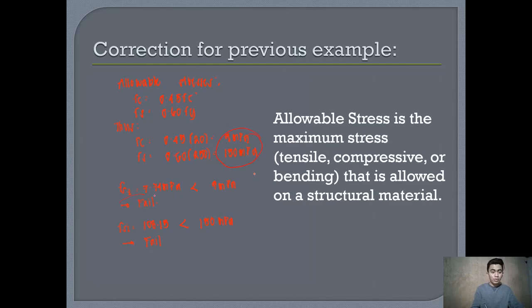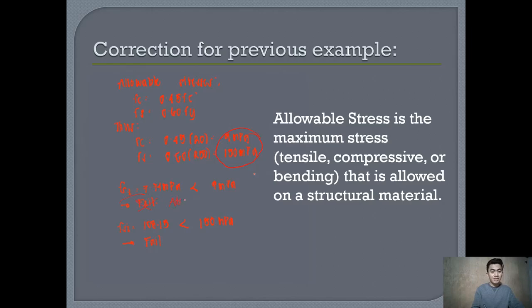If we compare the value of our topmost part with our FC here, it is less than 9 MPa. So instead of fail, I'm sorry again for this one, this should have been adequate.